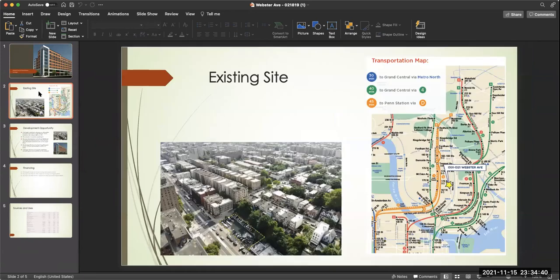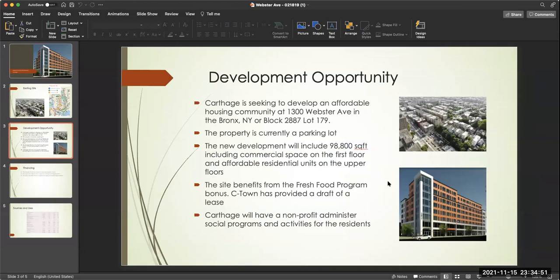You can see here what the parking lot looks like. A couple train station options, some bus options. And what we were proposing was to do ground up development to do affordable housing.